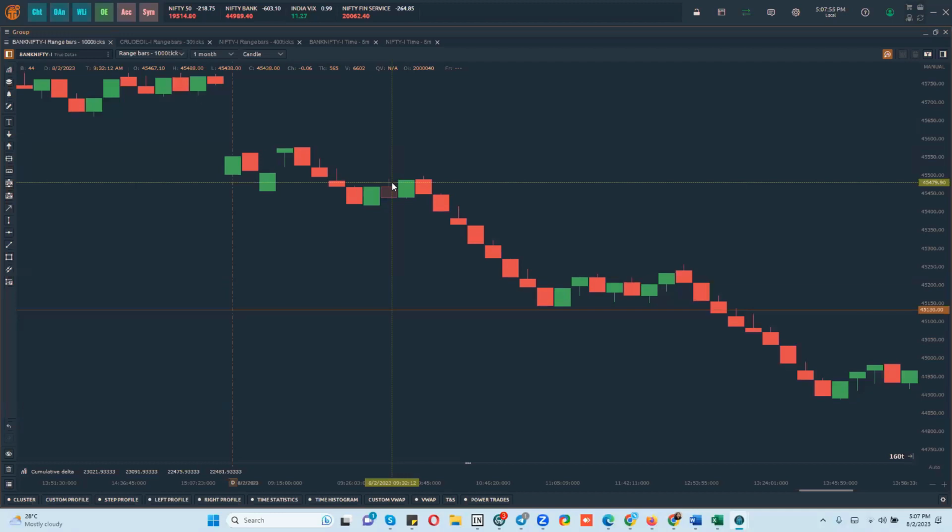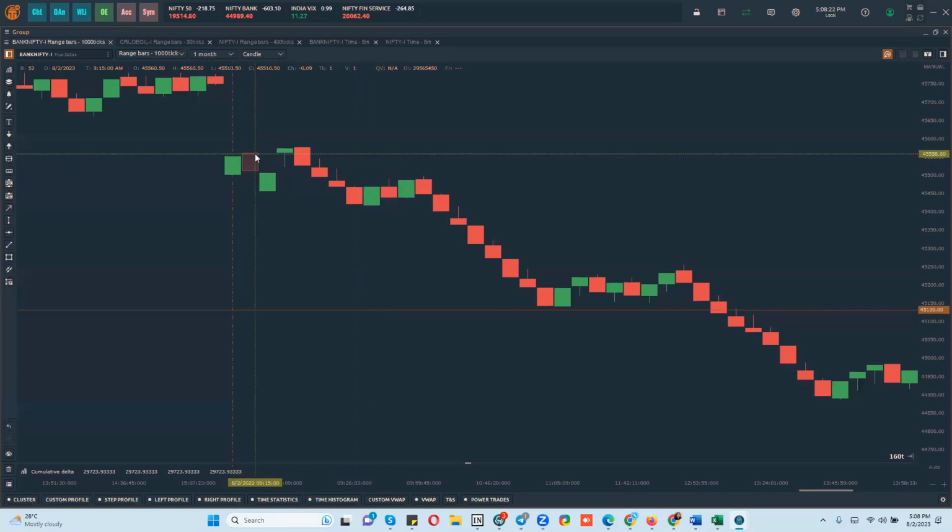So you are not bound by time here. In a regular candlestick chart, it will form a candle every 5 minutes, 10 minutes, or whatever interval you select. Here, the candle will form based on the range of that particular candle. So if I've selected 1000 ticks, which is about 50 points of Bank Nifty, every 50-point movement creates a new candle.